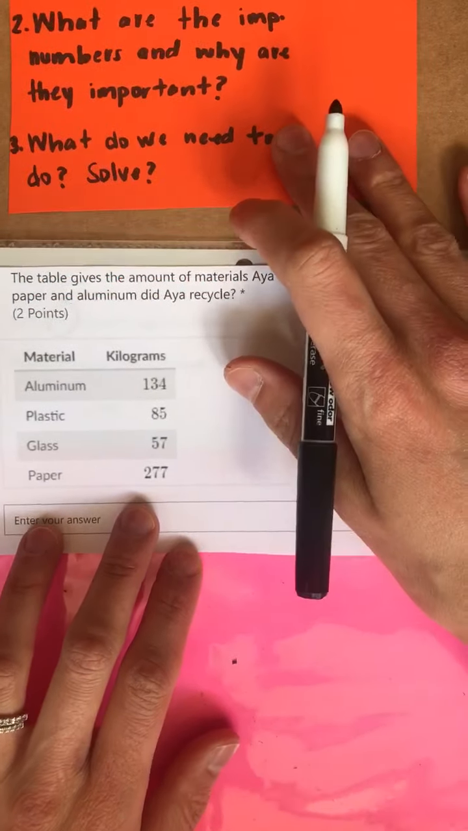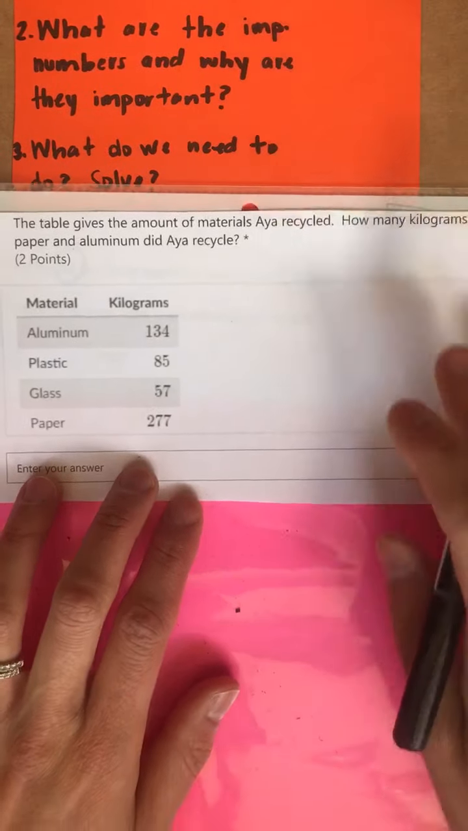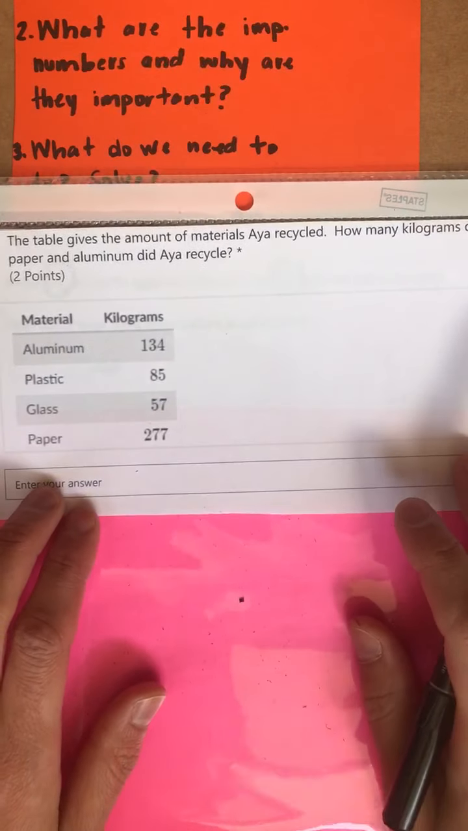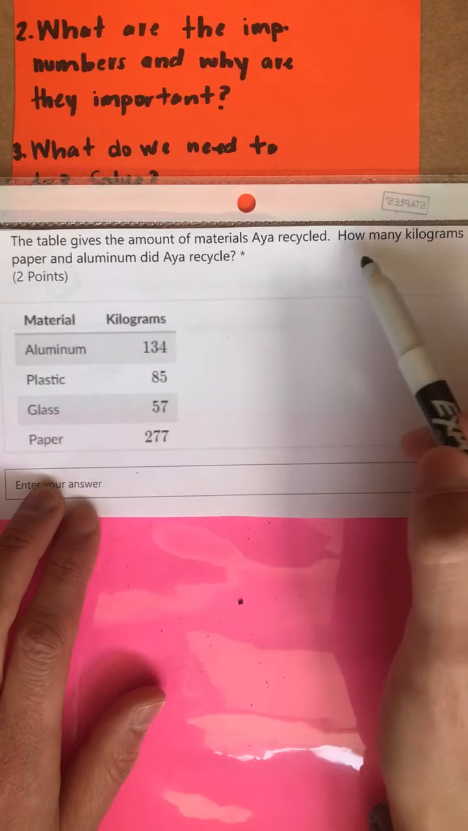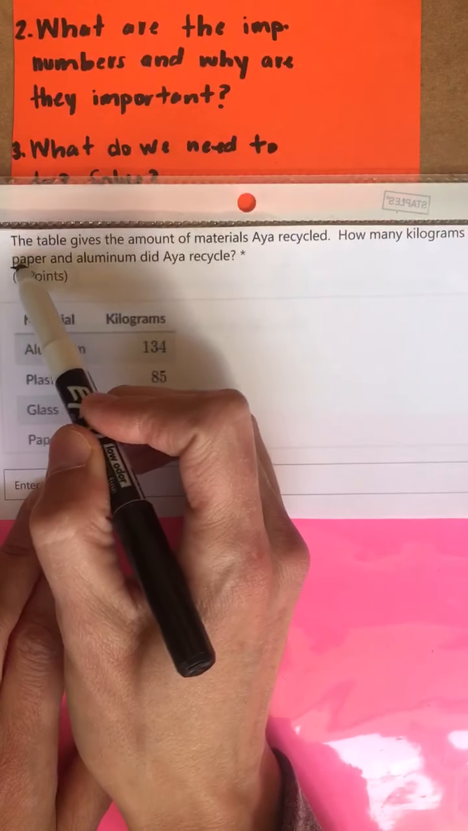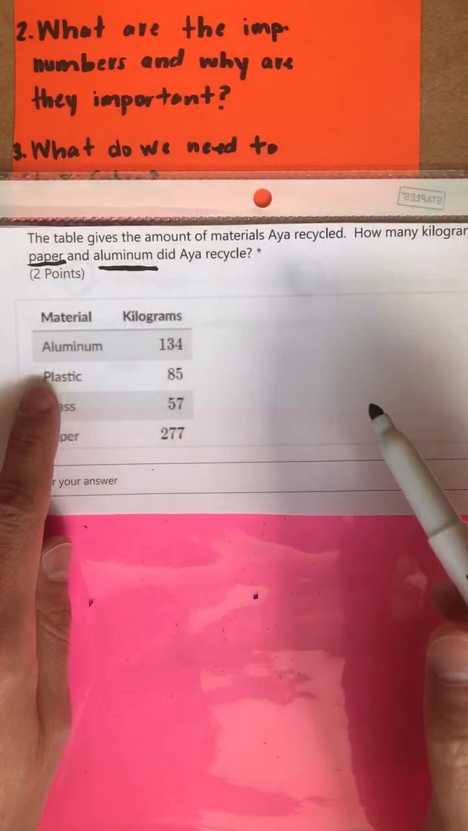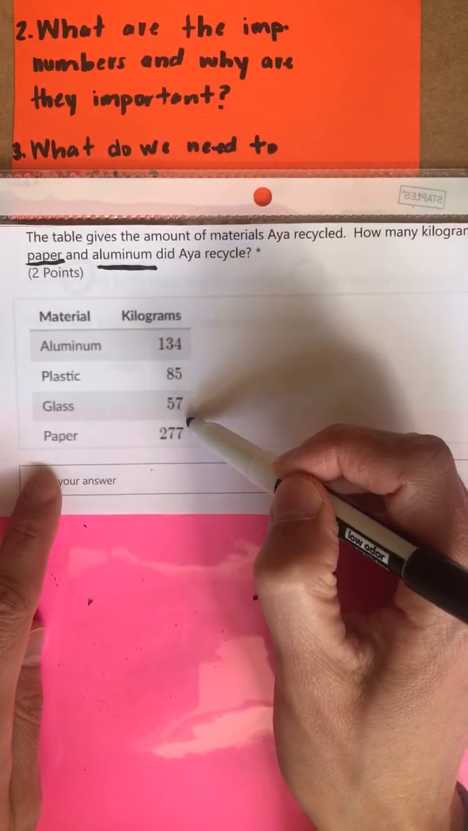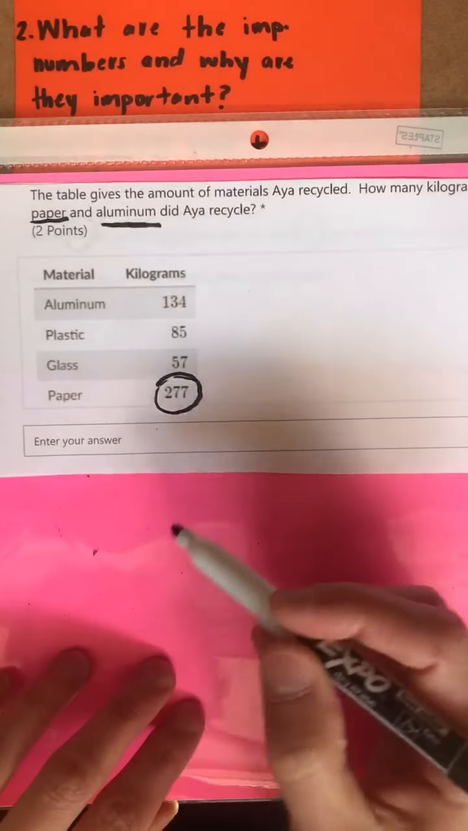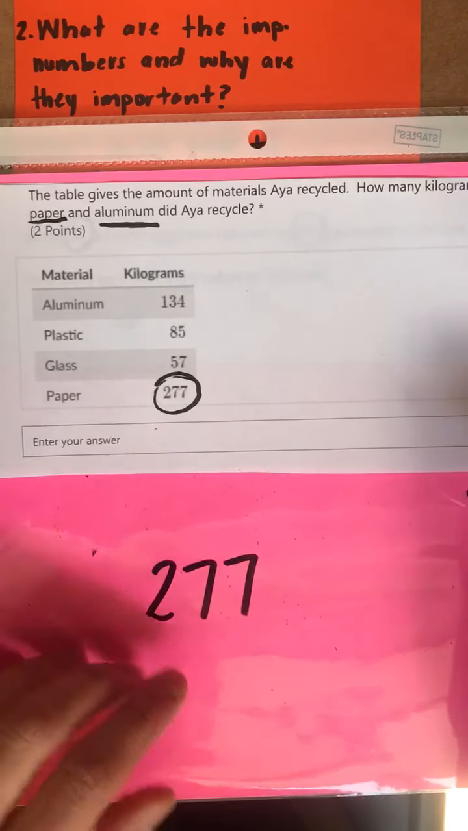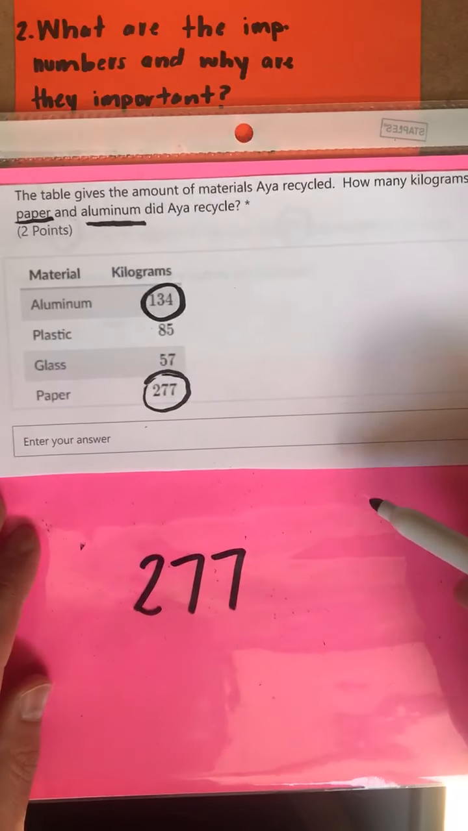Okay, friends, great job. So our story is about Aya and the materials that she recycled. So let's take a look at our important numbers. Well, the question didn't tell us our important numbers right in the question. We had to use our chart. So we wanted to know how many kilograms of paper and how many kilograms of aluminum Aya recycled. So if I look at my paper, I can see that she recycled 277 kilograms of paper. And I can also see that she recycled 134 kilograms of aluminum.